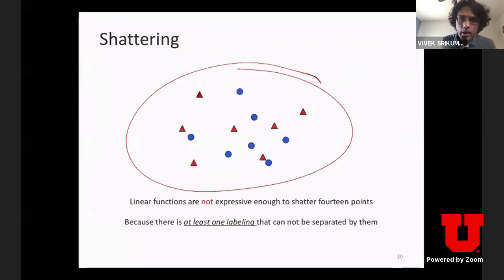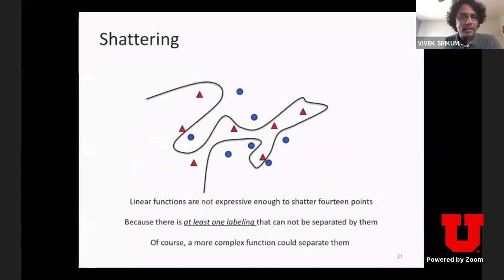Does this mean that these 14 points can never be separated from each other? Of course not. There are more complicated functions that can actually separate them. You can always find gaps between these things and keep drawing circles all around. And what this means, intuitively, is that a linear classifier is less expressive than the set of classifiers that look like this curve. If I imagine this family of classifiers that includes this curve, all curves of this kind, then this family is more expressive than just linear classifiers.